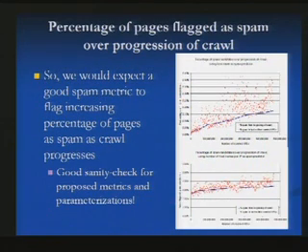So these two graphs show you the percentage of spam candidates flagged over the progression of the crawl for DS2, using both the hostname properties technique and the number of host names per IP address as a predictor. And as you can see, they both flag an increasing percentage of pages as spam as the crawl continues. We believe that this is a good sanity check for any proposed metrics for identifying spam pages.